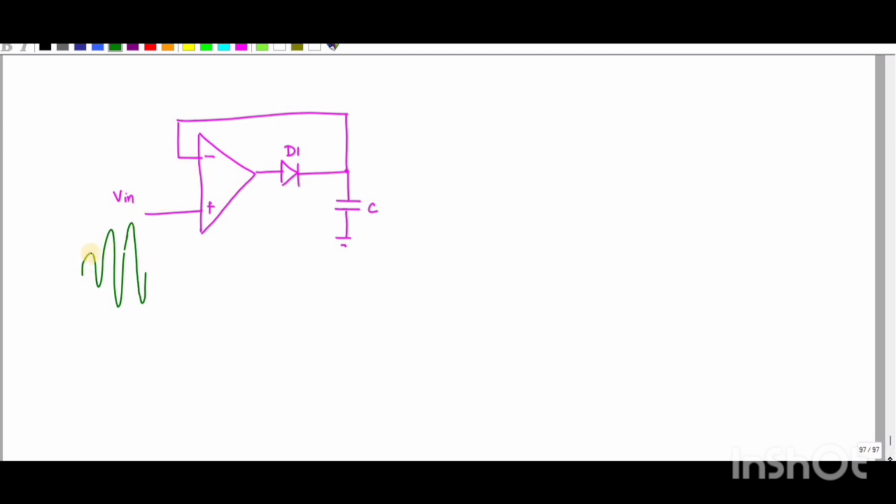Whenever the signal starts to increase, the plus value is greater than the minus value, so this signal is what we get at the output. So this diode is positive, it is forward biased, which will make my capacitor charge. It will charge up to this value.